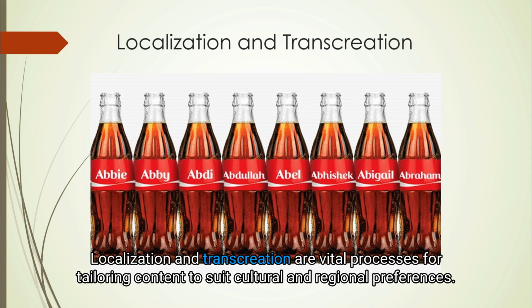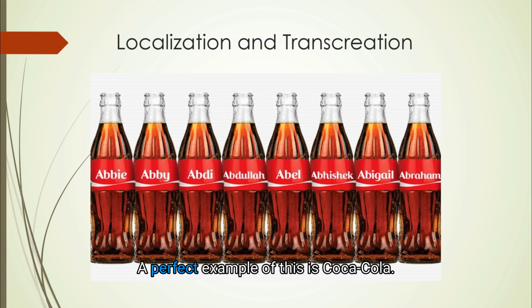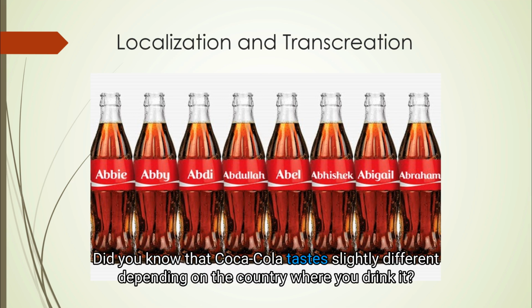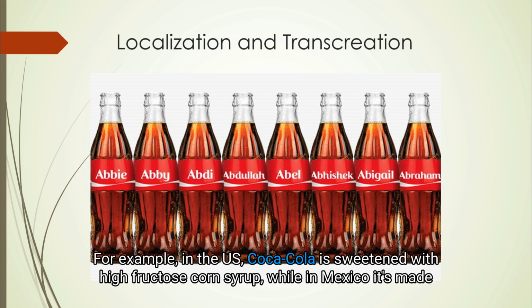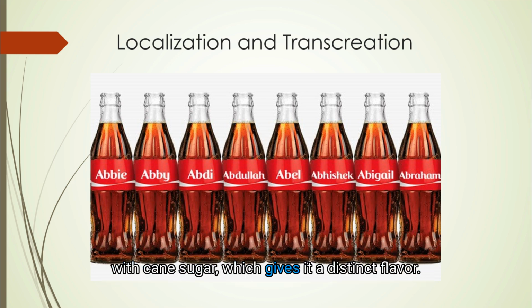Localization and transcreation are vital processes for tailoring content to suit cultural and regional preferences. A perfect example of this is Coca-Cola. Did you know that Coca-Cola tastes slightly different depending on the country where you drink it? This difference is part of their localization strategy. For example, in the US, Coca-Cola is sweetened with high fructose corn syrup, while in Mexico, it's made with cane sugar, which gives it a distinct flavor.